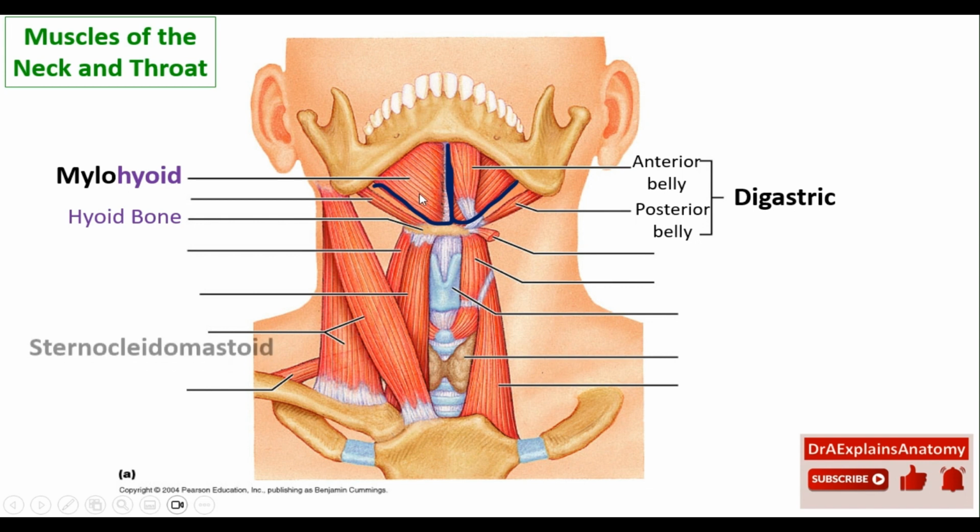Moving to the third muscle, we have the sternocleidomastoid muscle. Sterno from sternum, cleido from clavicle, mastoid from the mastoid process of the temporal bone. So that is the sternocleidomastoid muscle.